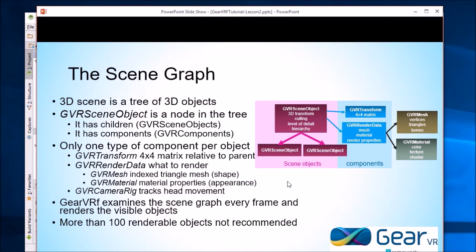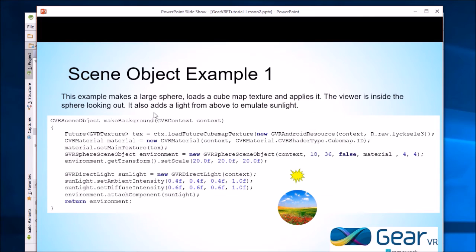Now, the scene graph can be constructed programmatically or it can be made from assets. In this lesson, we're going to talk about programmatically making the scene graph. In this example, we are going to texture map a sphere and have that as the environment. And then we're going to put sunlight from above in the sphere. So this is the little thing we're going to try to do. And the viewer is going to be inside the sphere.